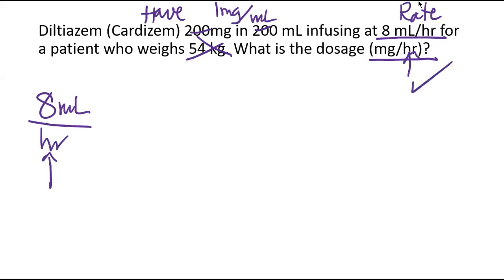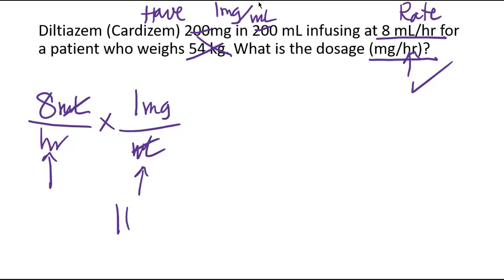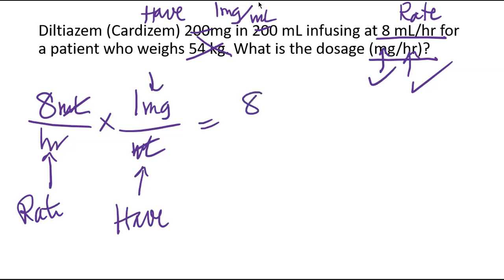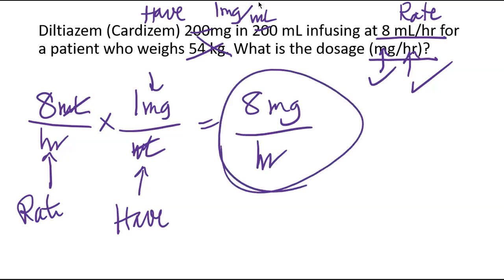And now we know what we have, so let's do 1 milligram per ml. Okay, we cross out the mLs. Okay, this is what we have. This is the rate, and that's what we have. And so we have milligrams per hour. And that one's also good. Check. So we have 8 milligrams per hour. And that's your answer. Okay, that's all you have to do with that one.